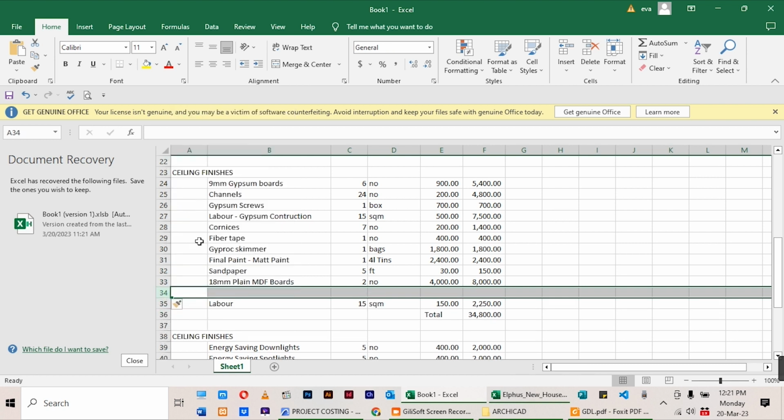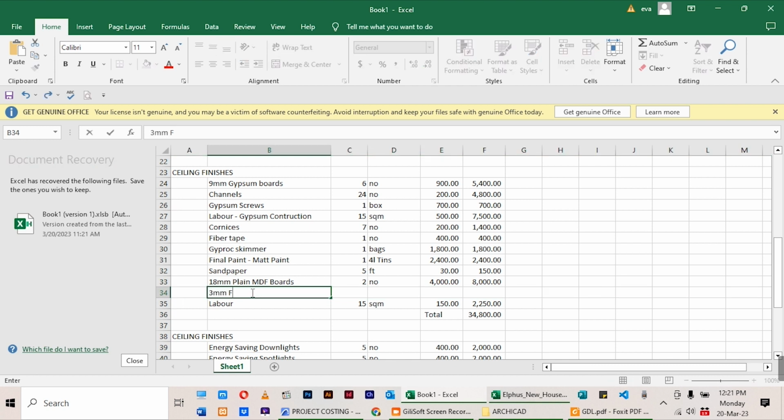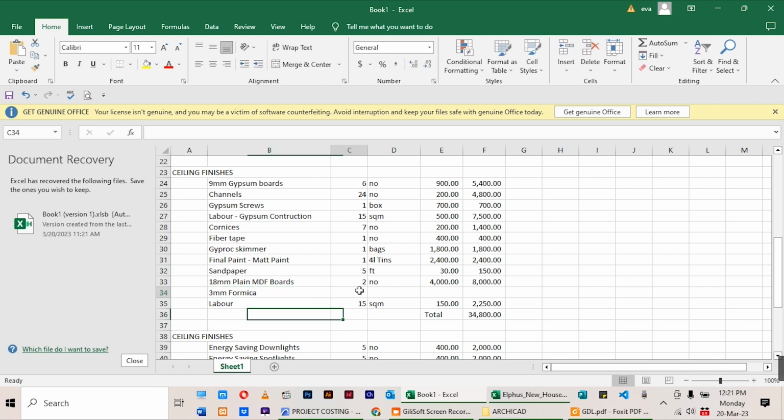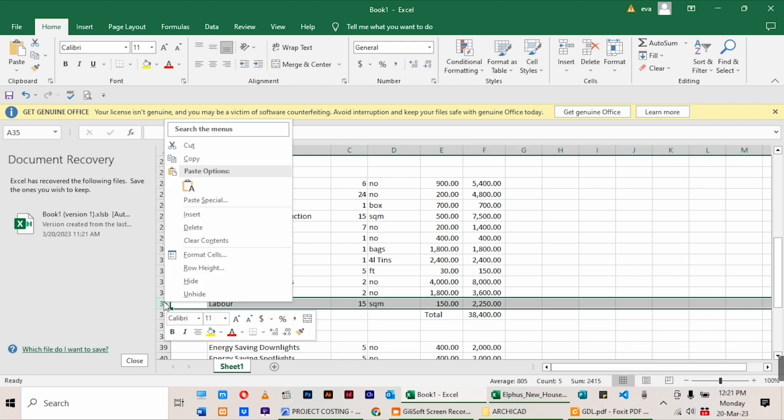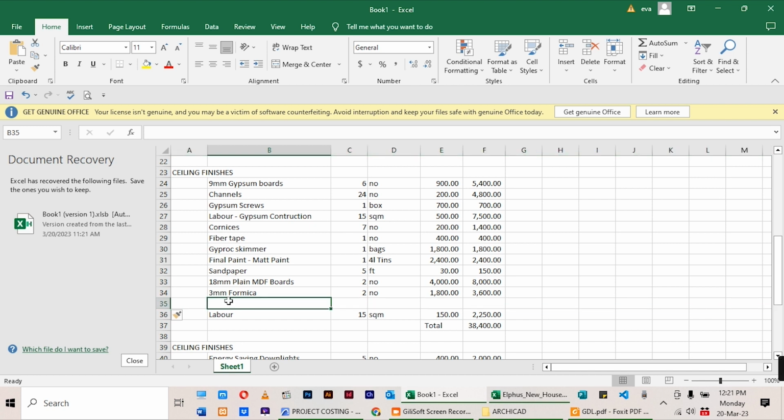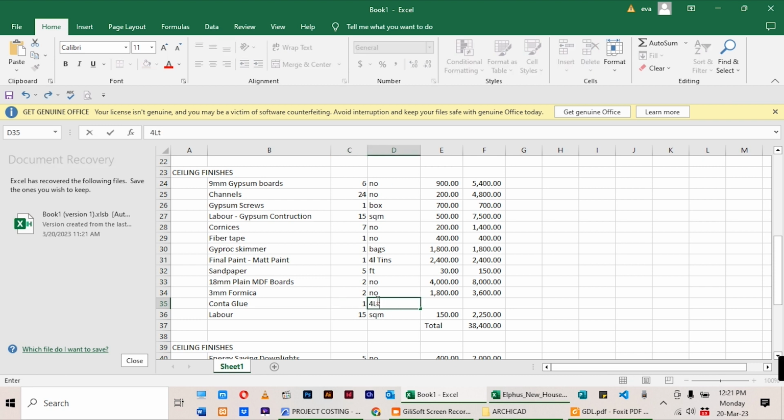And then Formica, you can use 3 mm. 3 mm Formica of your choice, any color that you want. This will still be the same as the boards, so 2 number. Currently the price is about 1,800. To attach the Formica to the plain MDF, you need glue. A 4-liter would work. 4-liter tin, retailing at about 4,500.